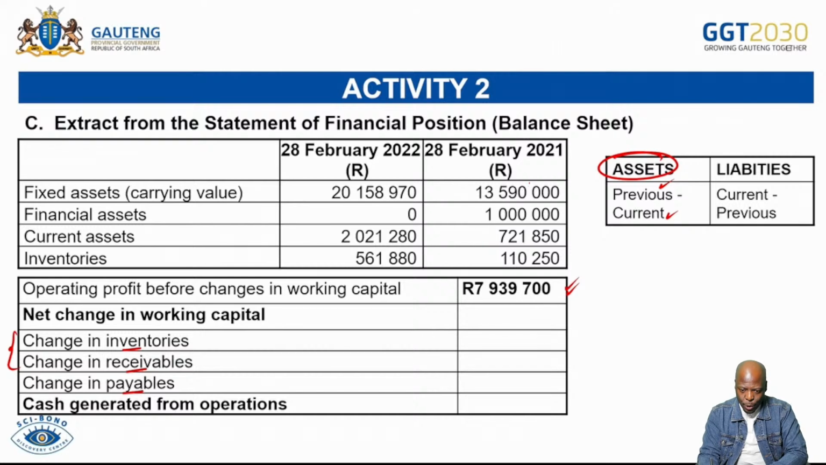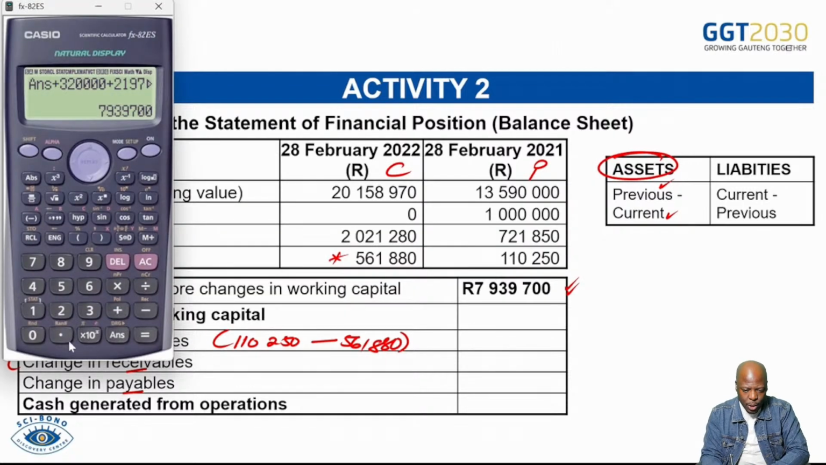In our inventories, 2021 becomes the previous year, 2022 becomes the current year. Can we go? So the previous year we had 110,250. Previous minus the current. The current one is 561,880,000. Then we close the bracket. So remember, you were saying it is your previous 110,250 minus the current 561,880. And then our calculator is giving us a negative 451,630.